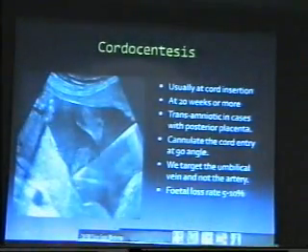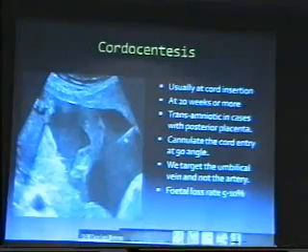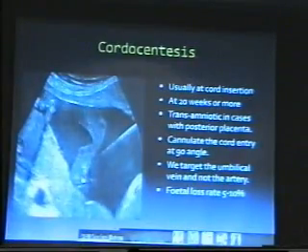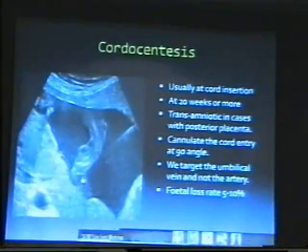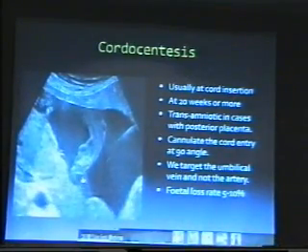The difficult one is the posterior placenta, because we have to go transamniotic, as you can see here. We have to hit the cord insertion at the right angle, and the baby is moving, and you can get loops of cord on your way in, so it's technically more difficult to do.